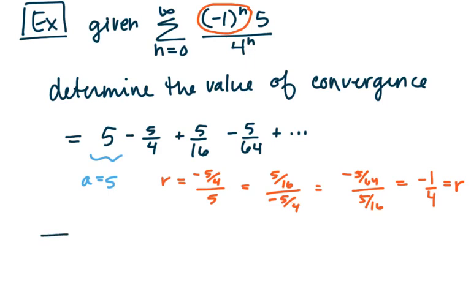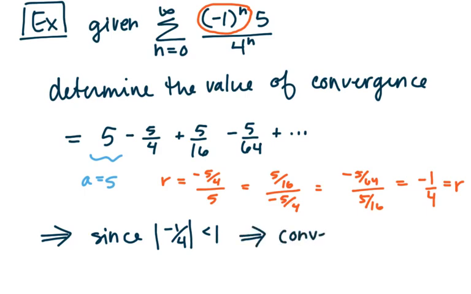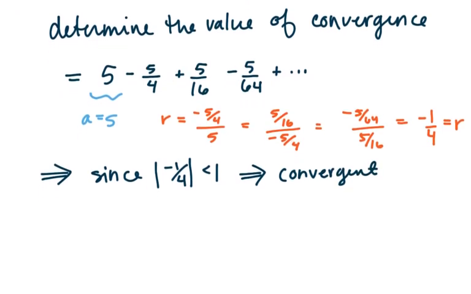And so one thing we can say here is that since the absolute value of the ratio is less than 1, we know it's going to be convergent. And we have that formula for determining the value of convergence. That would be my first term, a, which is 5, divided by 1 minus my ratio, -1/4. And minus -1/4 makes that a +1/4. So simplifying this, the value that the series converges to is 4.